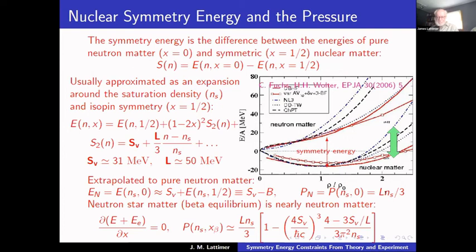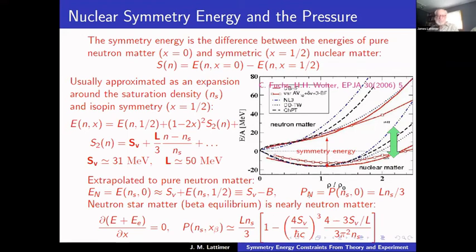Neutron stars are not pure neutron matter, but near the nuclear saturation density, the proton fraction is on the order of just a few percent, and the corrections to the pressure of matter compared to pure neutron matter are contained in this term, which is on the order of just a few percent. So for all practical purposes, neutron star radii are connected to the pressure of pure neutron matter.